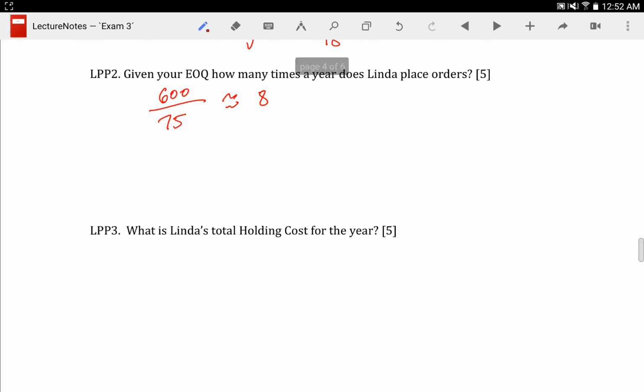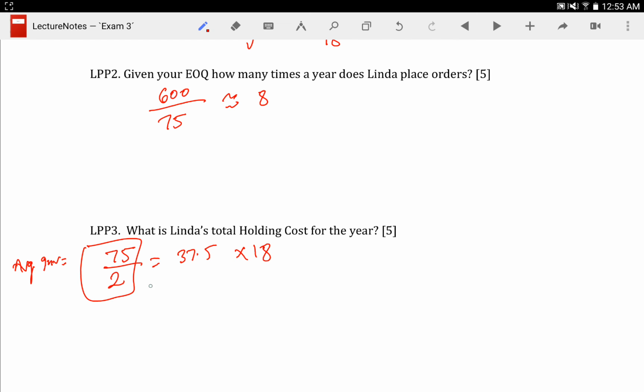All right, what's Linda's total holding cost? Now we are thinking that every time you order 75, your average inventory is 75 divided by 2. This is your average inventory. 75 divided by 2 is 37.5. And to hold 1 unit for the whole year, you know it costs $18. So 37.5 times 18 comes out to be about $675. The total holding cost is about $675.